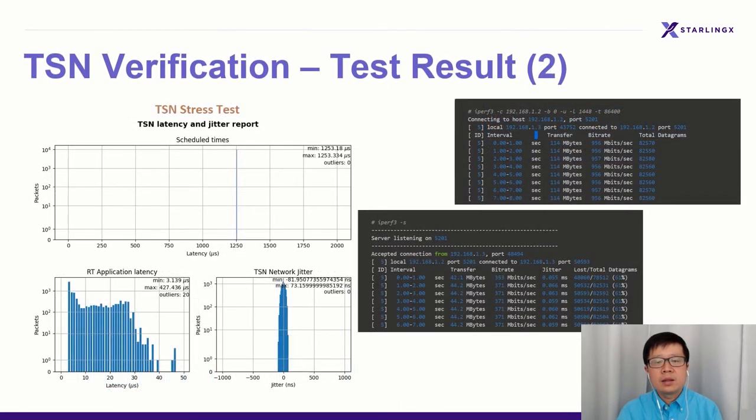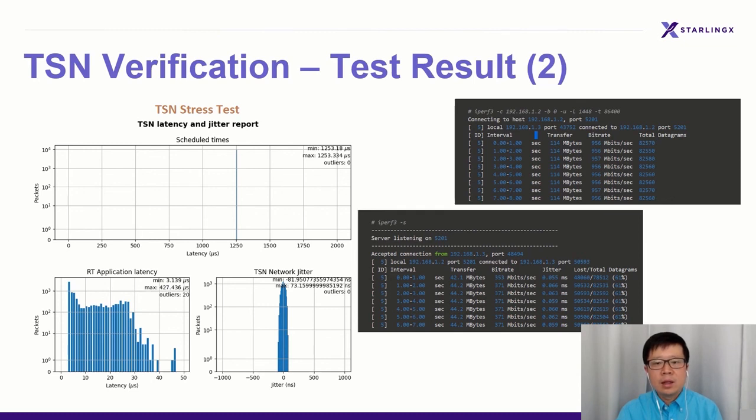The second test is a stress test. We keep the same configuration as the first test. In addition, we launched an IPERF program on Node 3. The IPERF program sent massive traffic to Node 4 through the TSN switch. We use this way to emulate non-critical traffic. The massive non-critical traffic and the time-sensitive traffic coexisted in the same network.